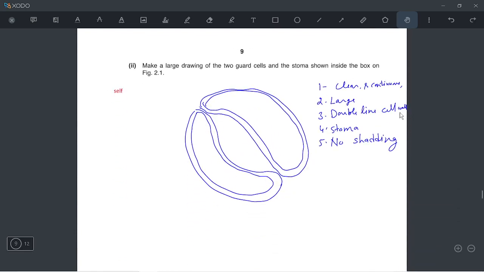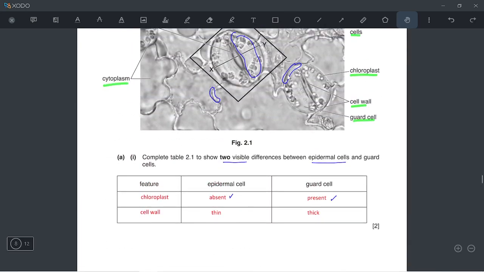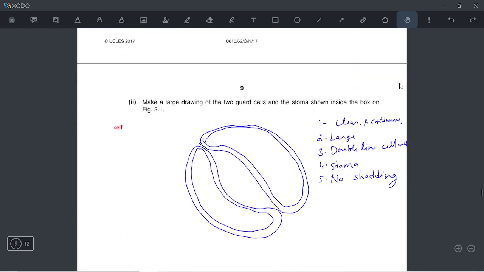Now make a large drawing of the two guard cells and the stoma shown inside the box on figure 2.1. You can see the box is given here. These two guard cells you have to draw. Something students you have to remember, this I have drawn as a sample only. Your drawing should be clear and continuous. The line you are using should be clear and continuous, right? And the drawing should be large enough. It should cover at least 60% of the space provided.